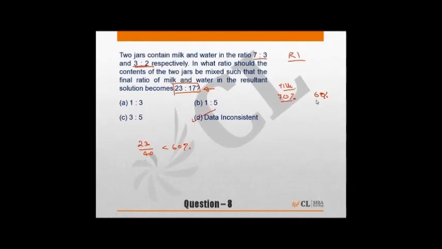When I am mixing a 70% and a 60% mixture, I have to have an answer which lies between 60 and 70. My answer needs to be greater than 60% and less than 70%. Or my answer has to be between 60 and 70%. Since the question is saying the resultant mixture is less than 60%, that means it is not possible or it is an inconsistent data. Okay. Next question.